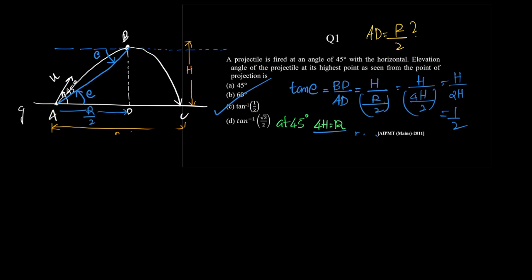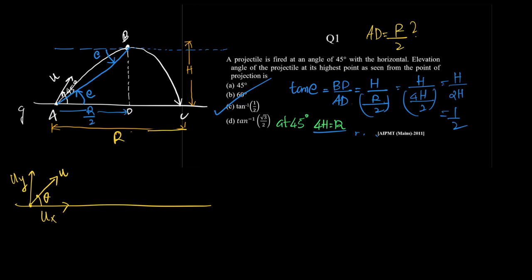Okay, so now if you have to say that AC is R and AD is R by 2, how does this happen? Let us see. When you project a body at an angle theta with velocity u, it can be resolved into two different components. One is the x component ux and the other is the y component uy, right?